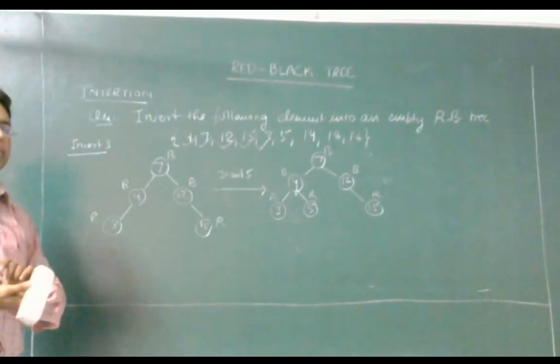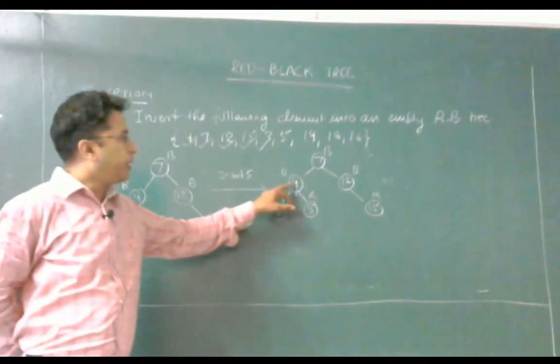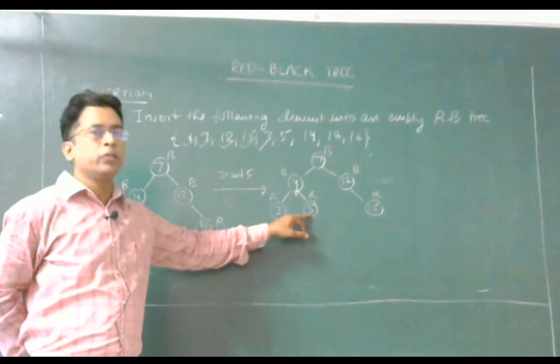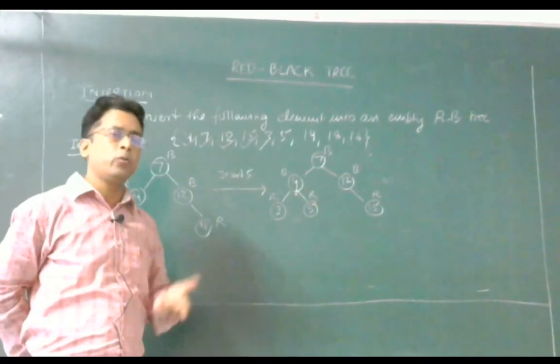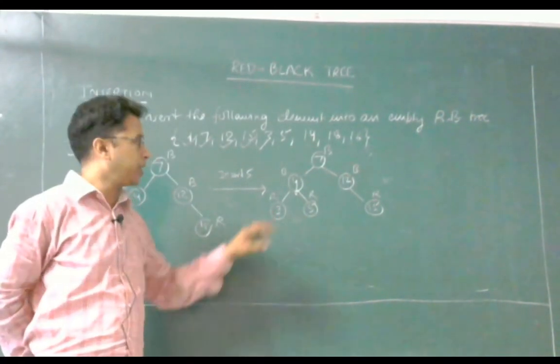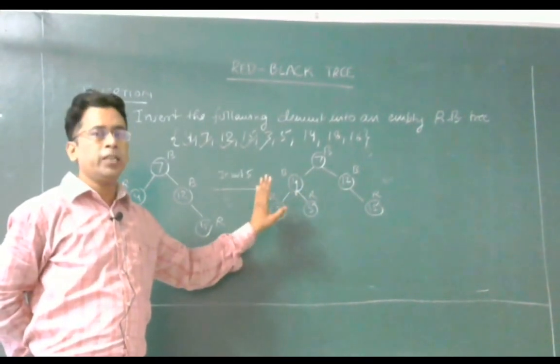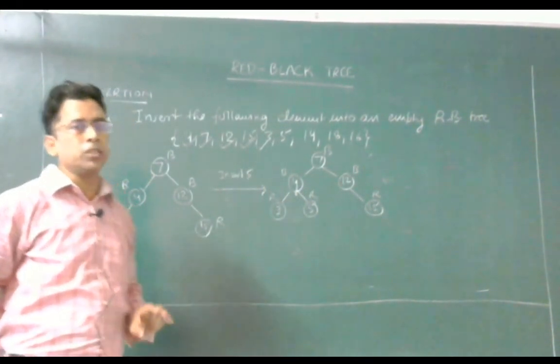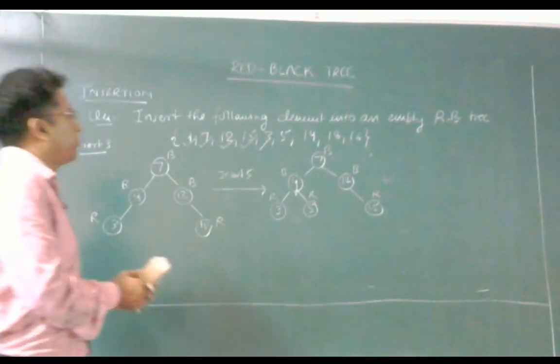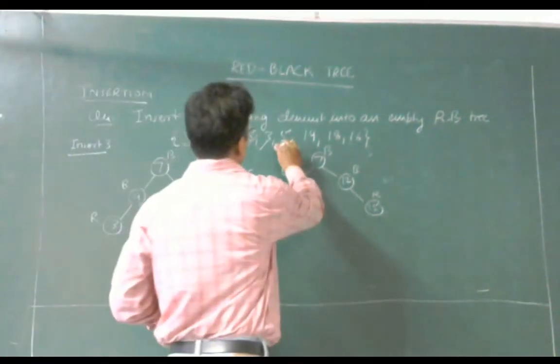Again in this case, the parent is black and the newly inserted node is red, and a black node can have a red child or black child. So there is no problem. We do not need to run any fix up procedure. So 5 has been inserted successfully.